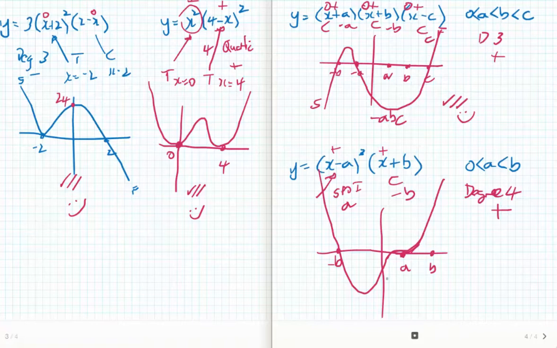Beautiful. And I need to find my y-intercept. When x equals 0, minus a cubed is negative a cubed times b. So minus a cubed b is the y-intercept.